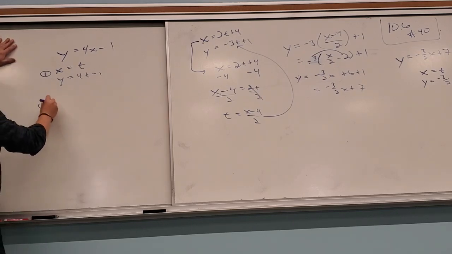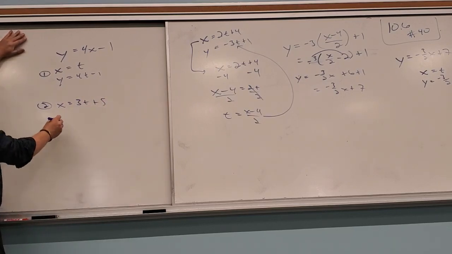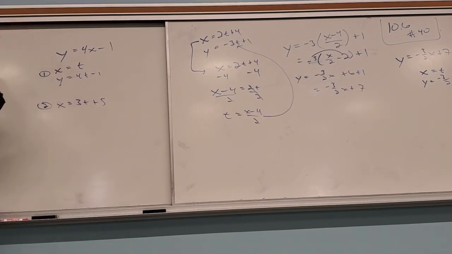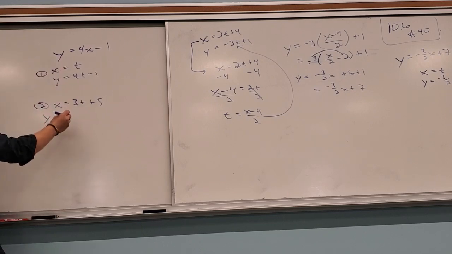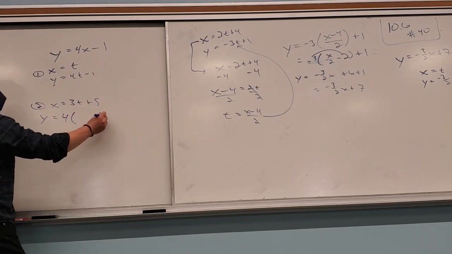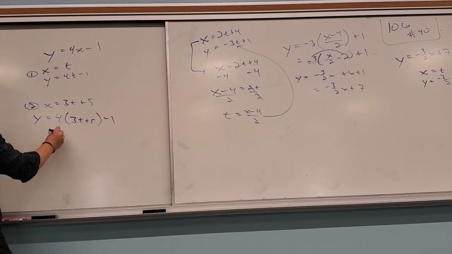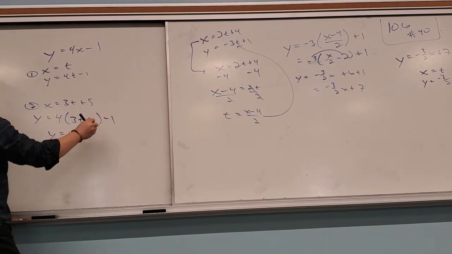But what's another way to do it? I can let x equal 3t plus 5. If I do, I can make x equal whatever I want to. And then what does that mean y has to be? If x is 3t plus 5, what must y be? y has to be 4 times, and what's x? 3t plus 5. So y would have to be 12t plus 20 minus 1.